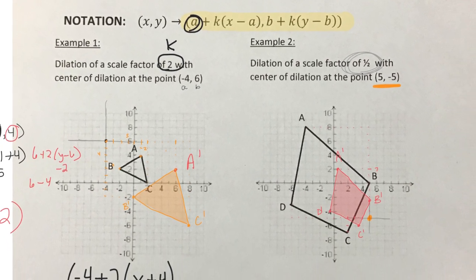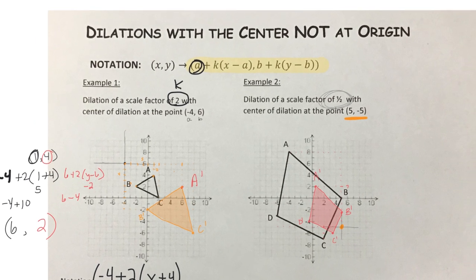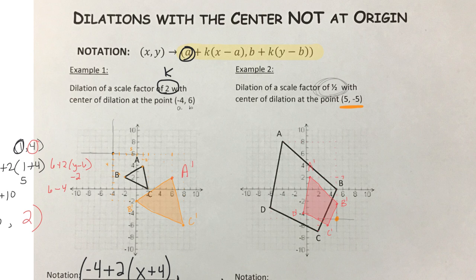Okay, so that's how we do a dilation with the center not at the origin. We count from our new place and use the scale factor.